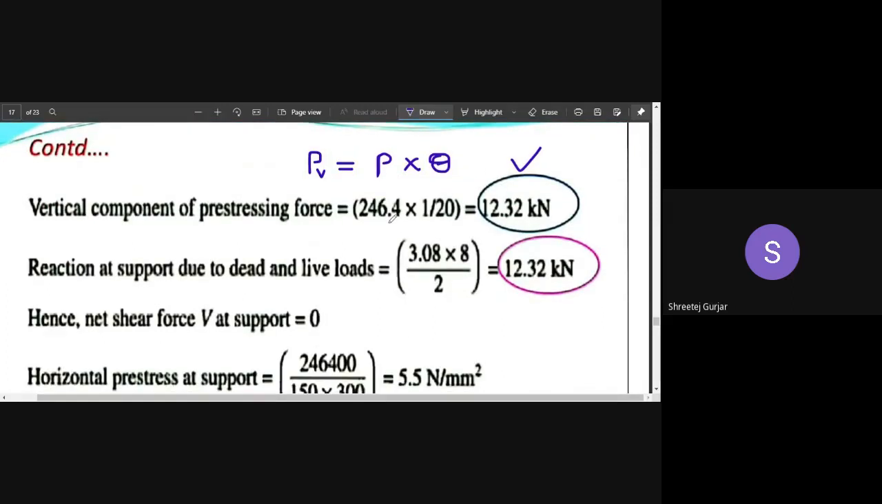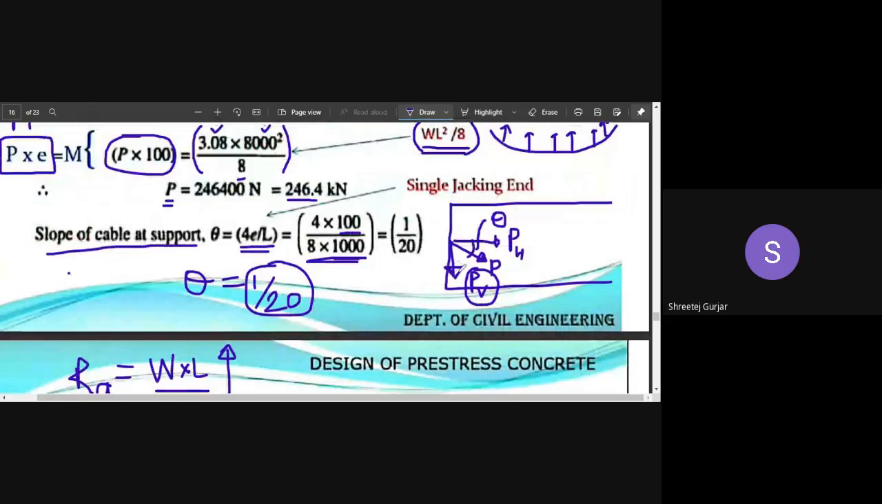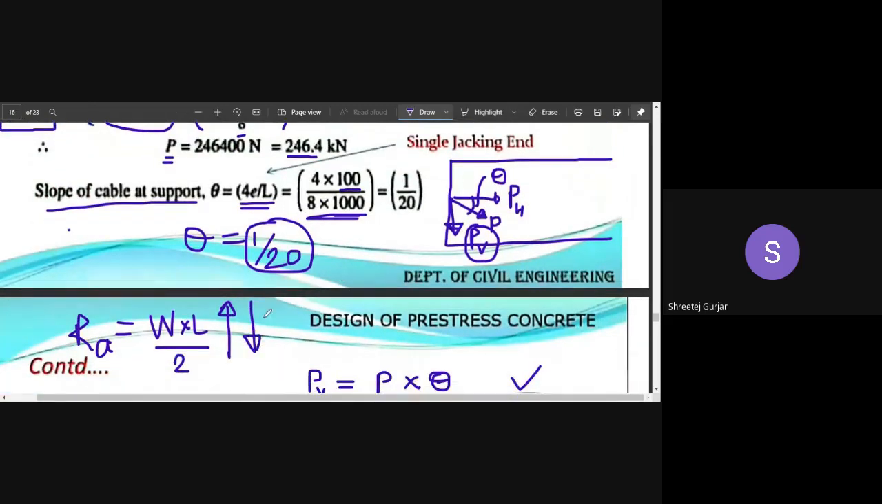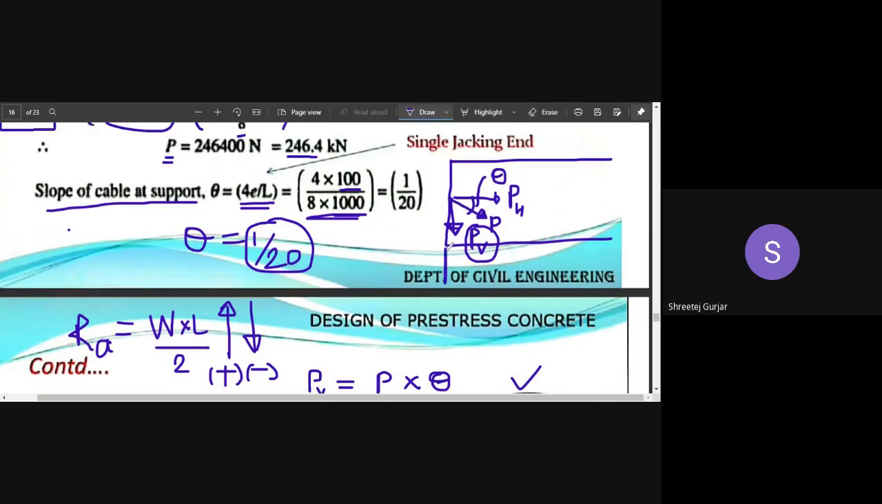And the reaction at the support is the total load W into L by 2. This is the reaction RA at the support, acting in the upward direction, and this vertical force PV is acting in the downward direction. So this is considered plus and this is considered minus. Both of these are at the support, in the same plane.